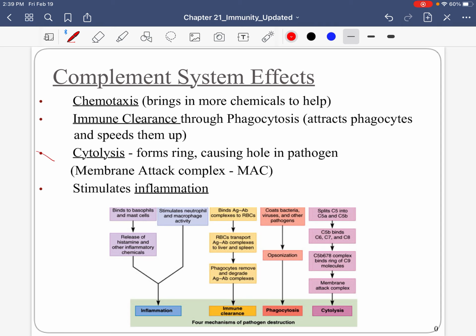You don't need to know cytolysis. I think you have enough to know. I already talked about that. These complement proteins at the end of the day help us do more phagocytosis, help us to get rid of bad debris, and help us better carry out the inflammatory process.